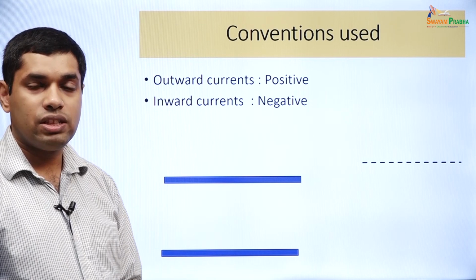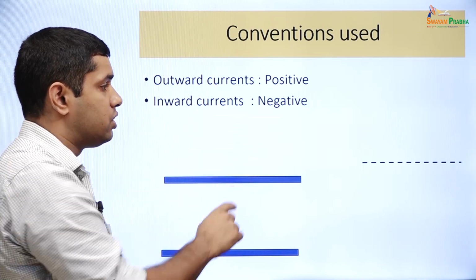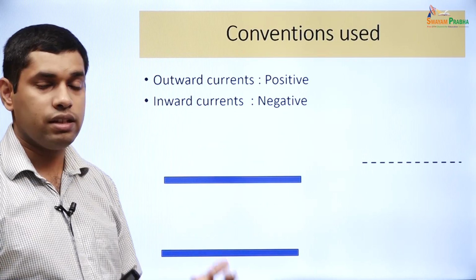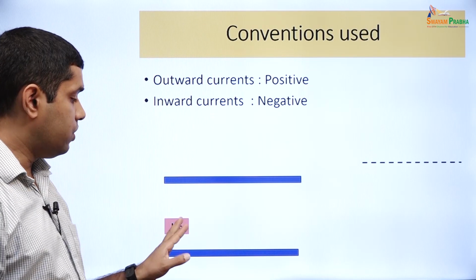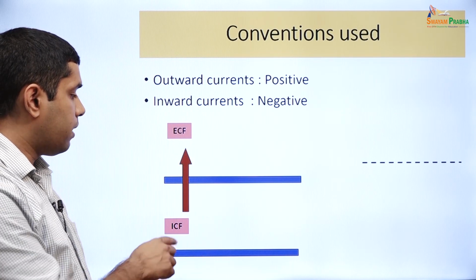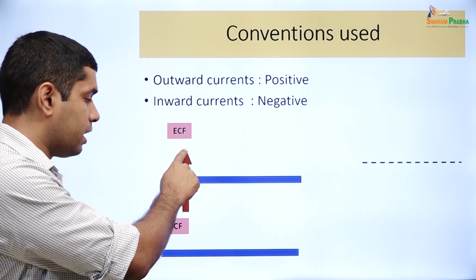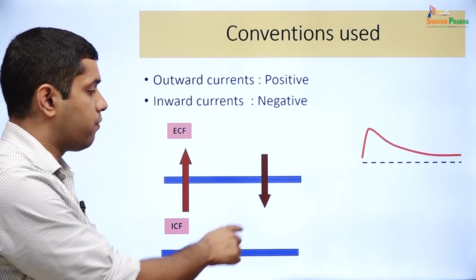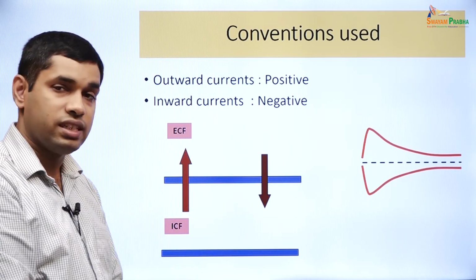There are some conventions that are commonly used. An outward current is generally shown as a positive deflection, and an inward current as a negative deflection or a negative current. So if you have the intracellular fluid and the extracellular fluid, if you have a positive ion moving outside, or if you have current moving outside, that is shown as a positive current, and if you have current moving inwards or a positive ion moving inwards, that is shown as a negative current.